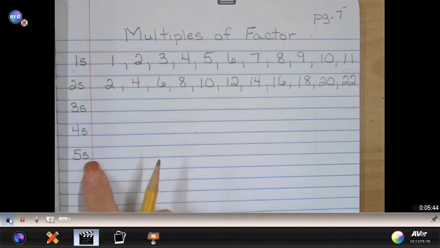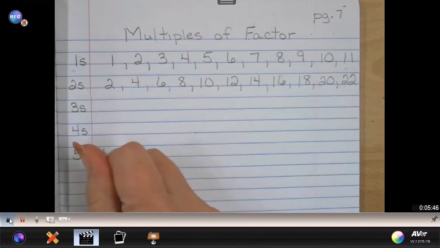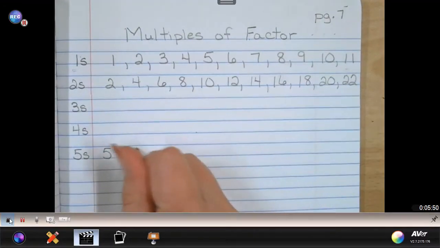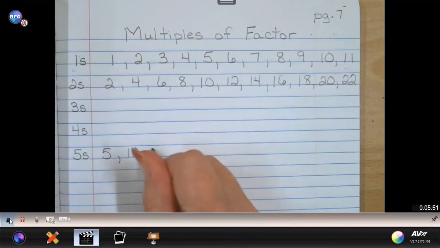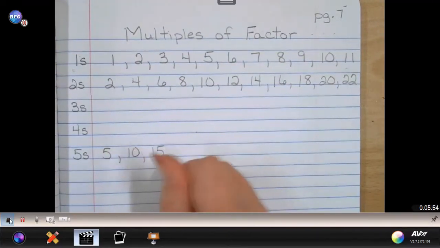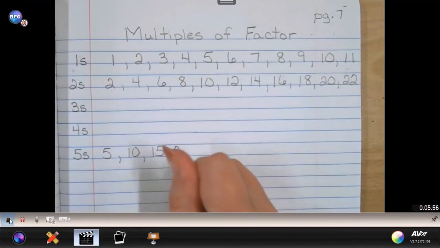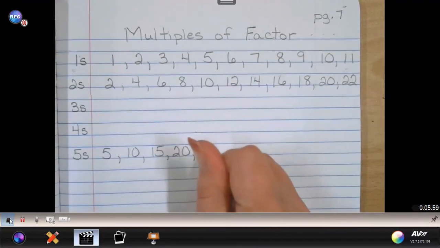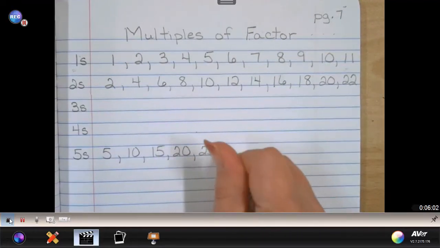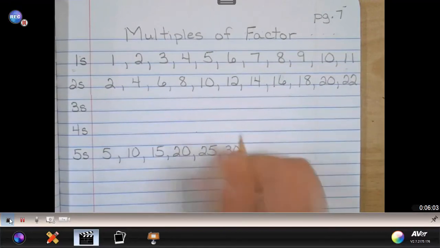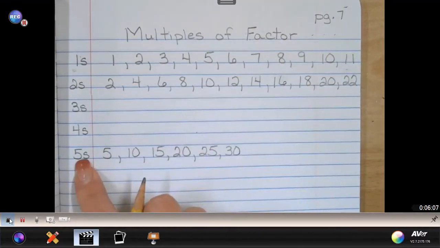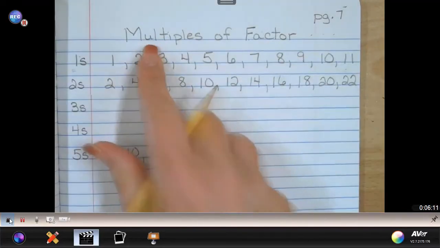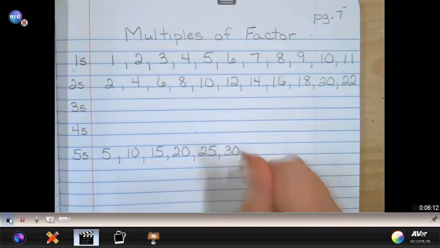So again, we skip count by 5's. 1 times 5 is 5. 2 times 5 is 10. 3 groups of 5 is 15. 4 groups of 5 is 20. 25. And remember, our factor is 5 here, so we're skip counting by a factor of 5. So we're looking for the multiples of 5 when our factor is 5.